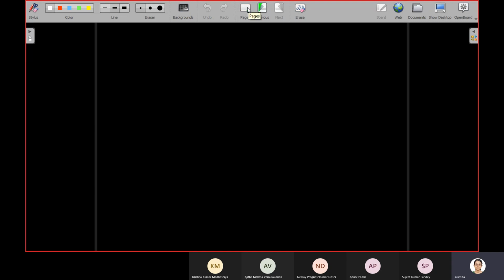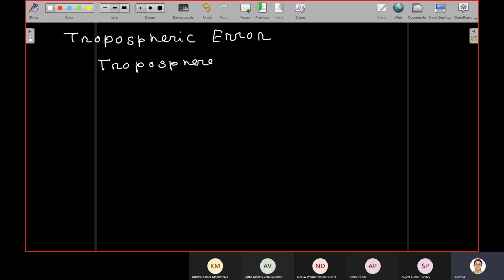So that's all about the ionospheric error. Next one is the tropospheric error. Now we will not be able to complete this today. We'll continue tomorrow, but we don't have much to discuss under the tropospheric error, so we'll quickly complete this tomorrow and then move on to the receiver operating principles.